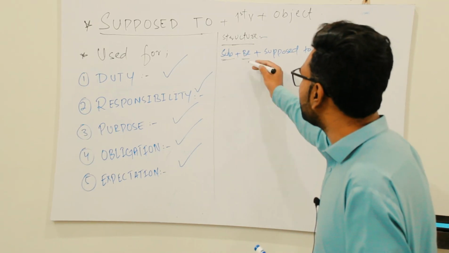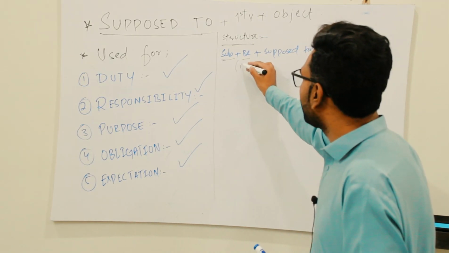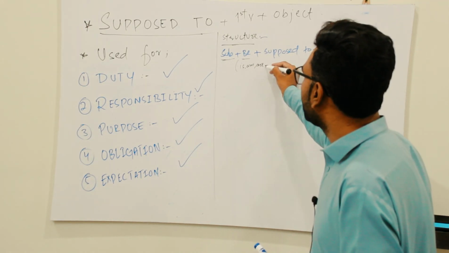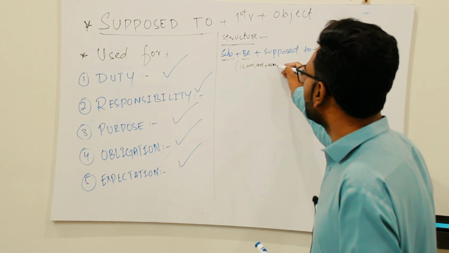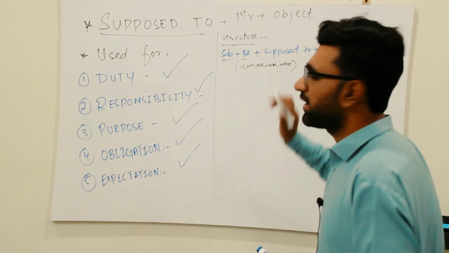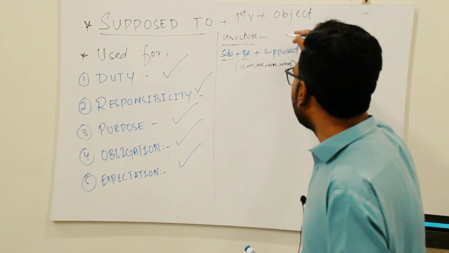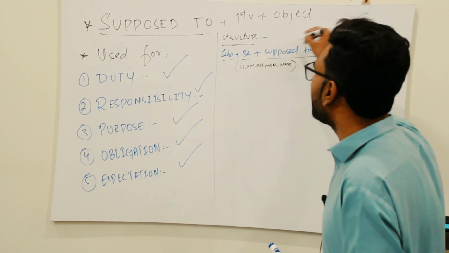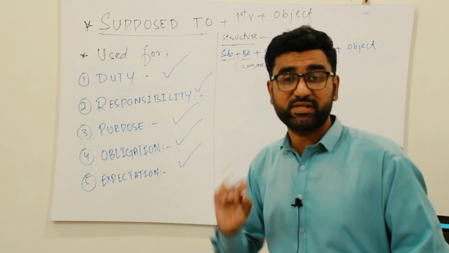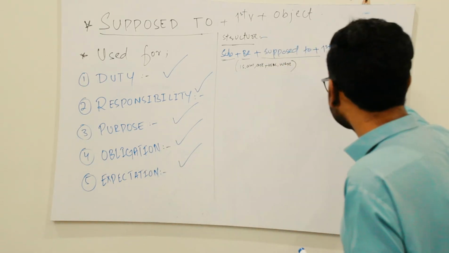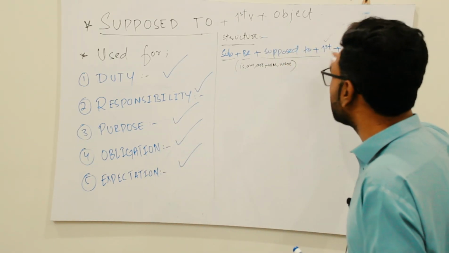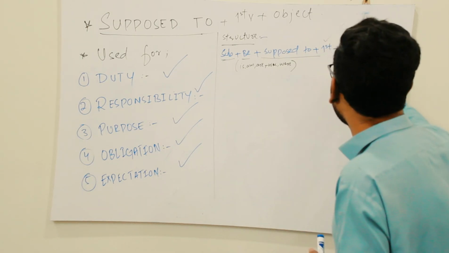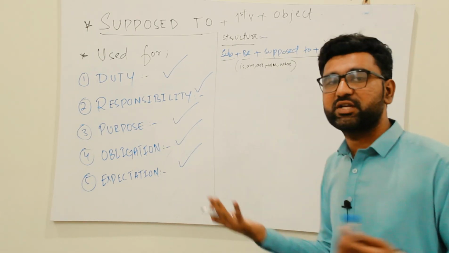Then be. What is be? Be means here as, am, are, was, were. These are bes, right? Then after that we should write "supposed to", not "suppose to", "supposed to". And then after this we should write the first form of the verb. First form of verb. And then object. What is object? Object is the receiver of an action.